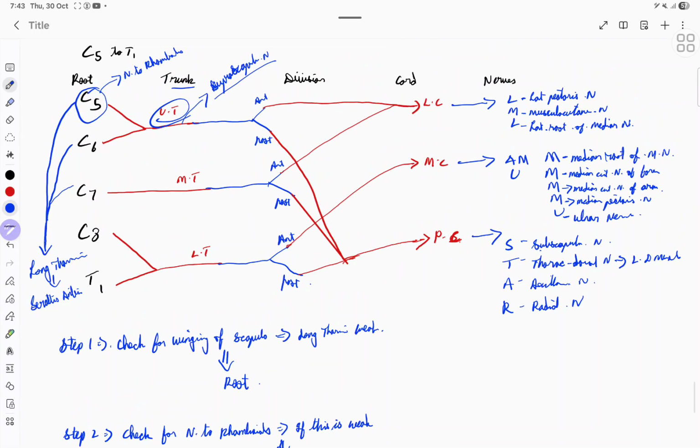In a further session, we will talk more about nerves, mainly the median nerve, axillary nerve, radial nerve, and ulnar nerve.